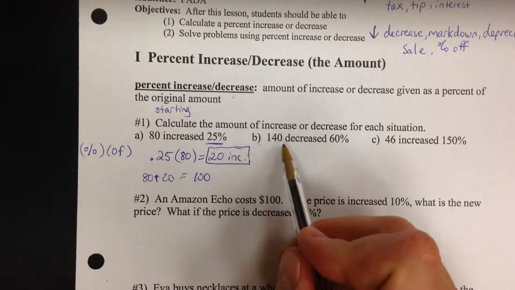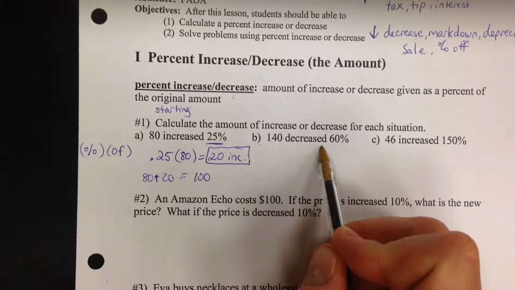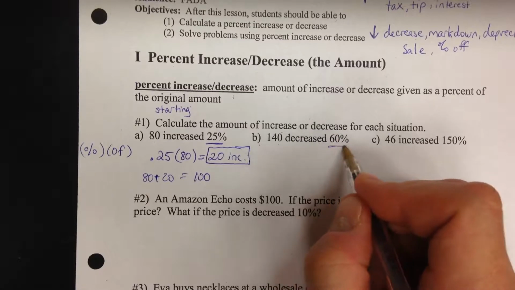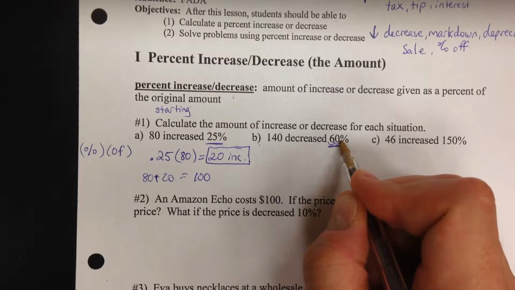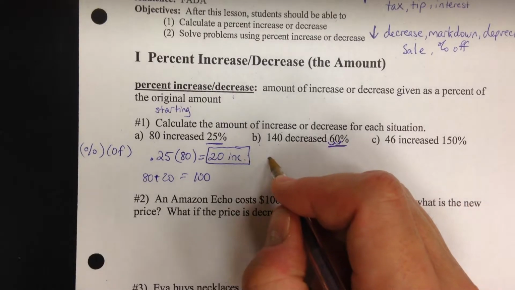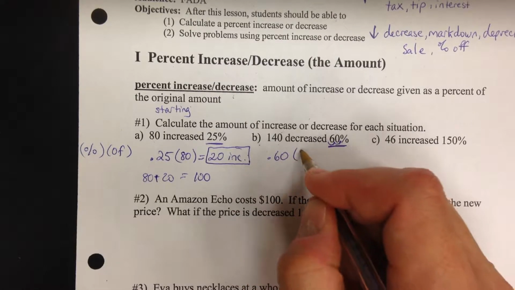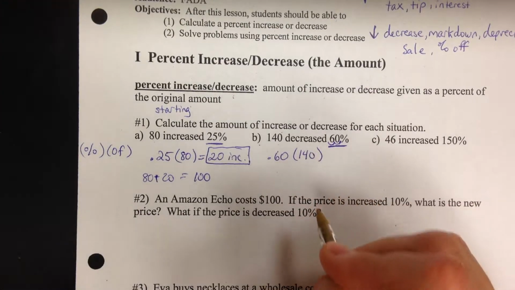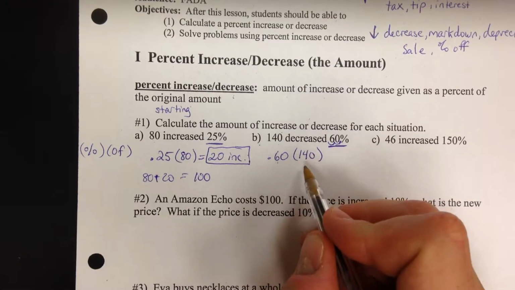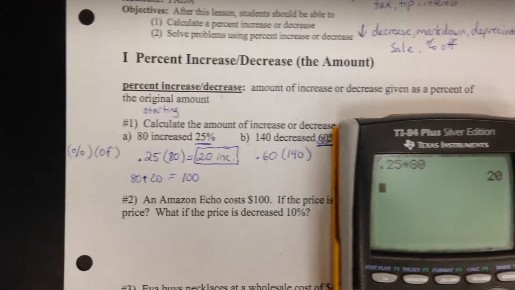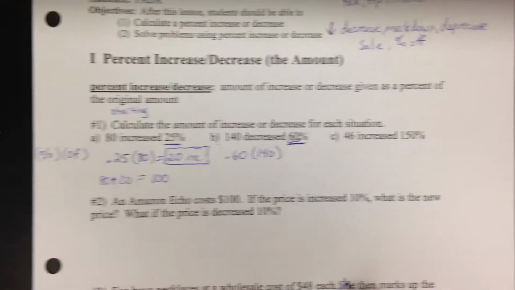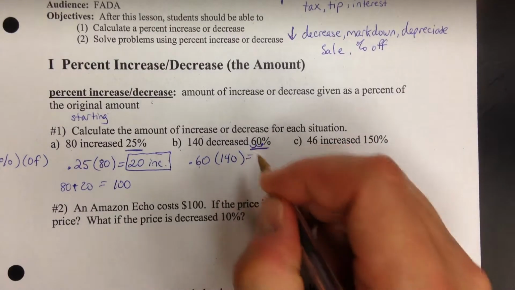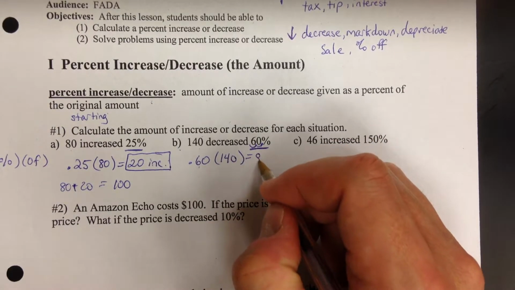Part B, 140 decreased 60%. Well, let's change 60% to a decimal. So we slide the decimal 2 places to the left. So it's 0.60 or 0.6. 60% of 140 is we multiply these together. And we get 84. So 60% of 140 is 84.